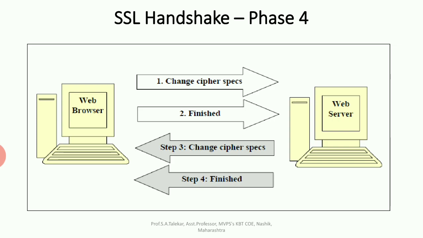The change cipher specification protocol is one of the 3 SSL specified protocols that use the SSL record protocol, and it is the simplest. This protocol consists of a single message, which consists of a single byte with the value 1, and the sole purpose of this message is to cause the pending state to be copied into the current state. I'll repeat, the sole purpose of this message is to cause the pending state to be copied into the current state, which updates the cipher suite to be used on this connection.